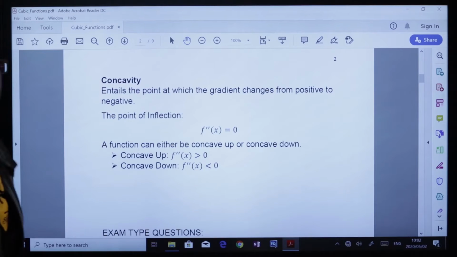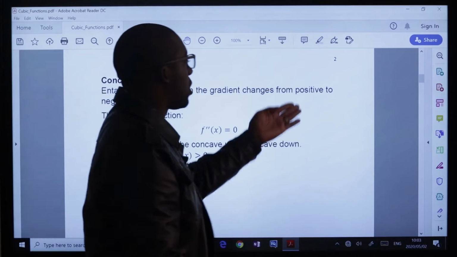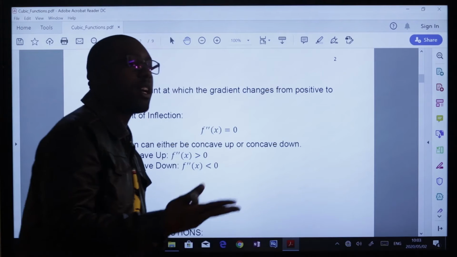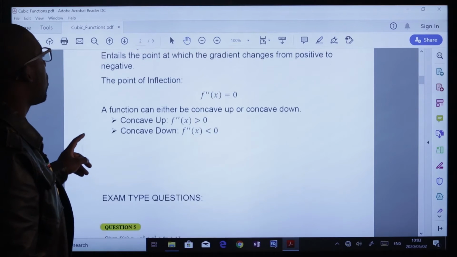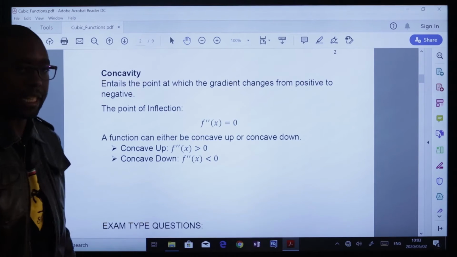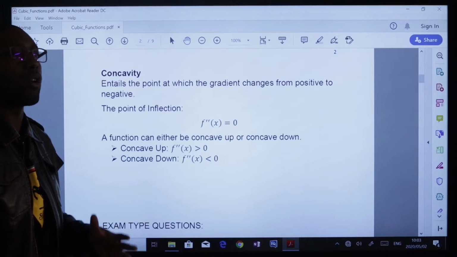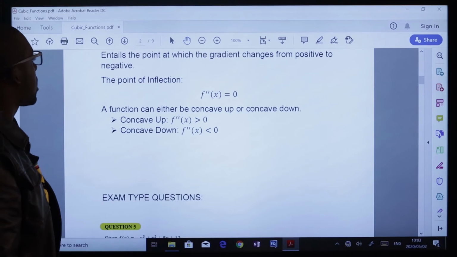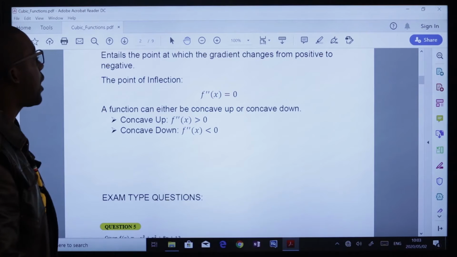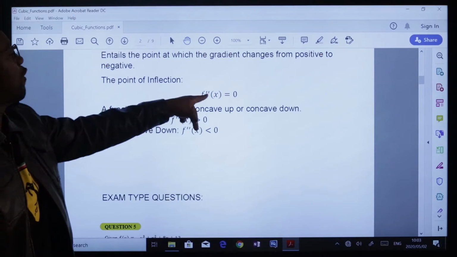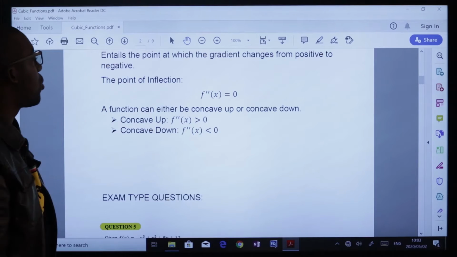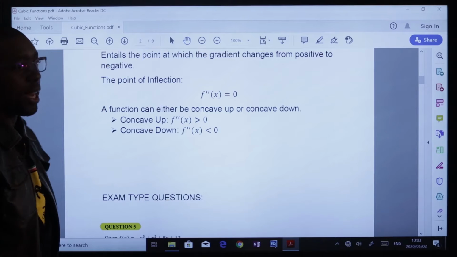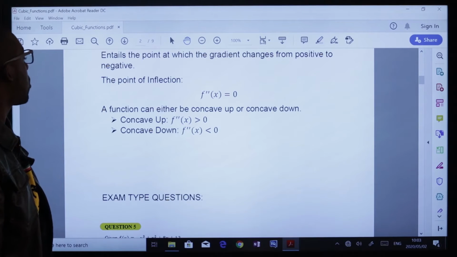The next aspect that we need to delve into is concavity. This entails a point at which the gradient changes from positive to negative and vice versa. So, concavity is the point where the actual gradient changes from negative to positive or positive to negative. This signifies the point of inflection. How would you get it? You find the second derivative and you equate it to 0.